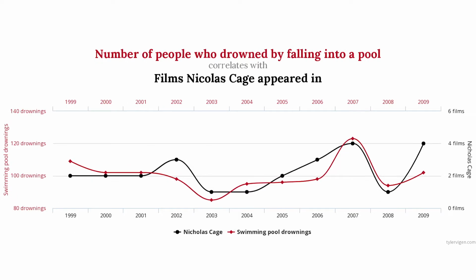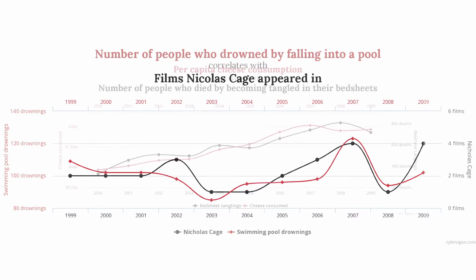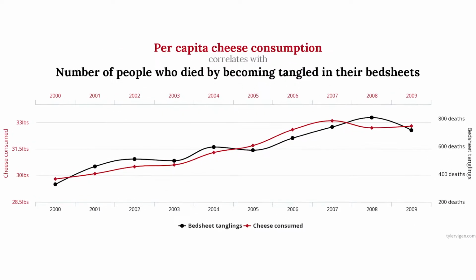It's beautiful. The number of people who drowned by falling into a pool correlates with films Nicolas Cage appeared in that year. It's 66% correlated, which is really high. The per capita cheese consumption correlates with the number of people who died by becoming tangled in their bed sheets. 94% correlation there, so super high. Wow. And apparently people die by becoming tangled in their bed sheets. So there's two things to learn there, which is really useful.